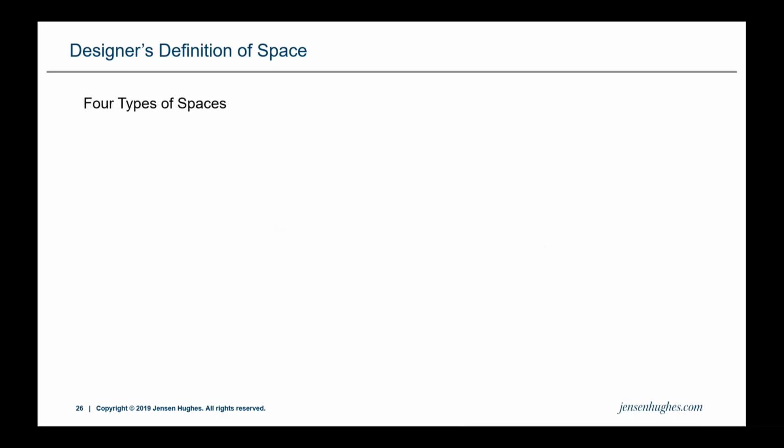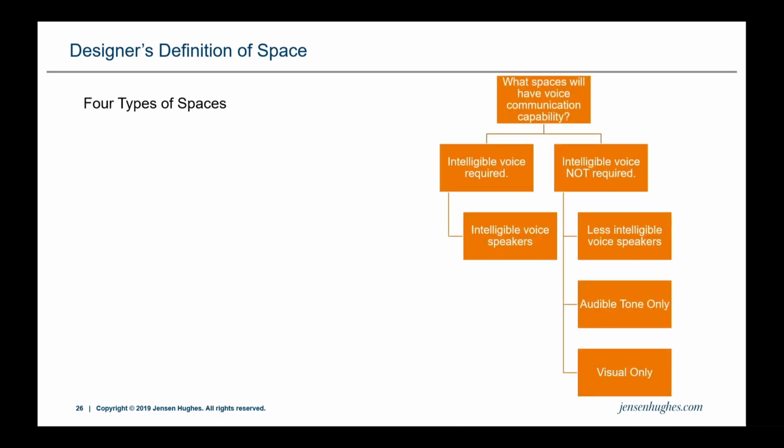Now, when we follow this process, we discover that there's really 4 types of spaces that we can define. So let's try to break that down. And again, we first determine what spaces will have voice communication capability. And then we ask, are we going to have intelligible voice, or are we not going to require intelligible voice in that space? Now, if we require intelligible voice, then we're going to use intelligible voice loudspeakers in those locations. If we're going to not require intelligible voice, or perhaps a lesser form of intelligibility, we're still going to put speakers in those spaces for the most part.